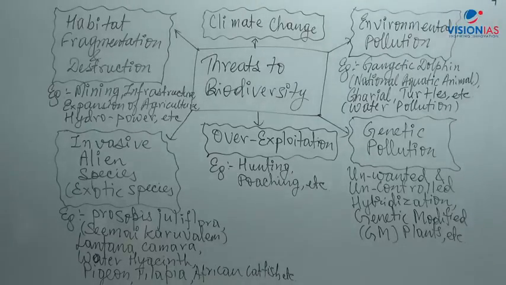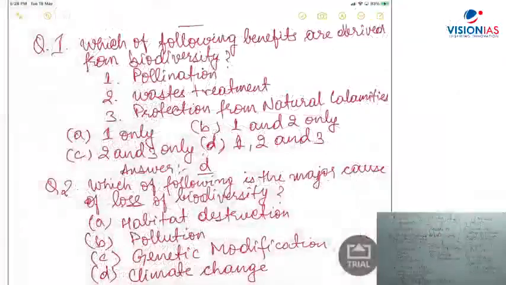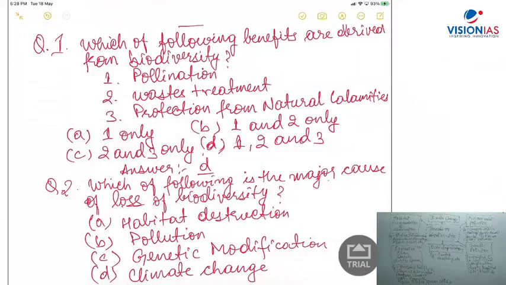Habitat loss is the major threat. I have already given you a practice of that. If you take this one, if you recollect, last time we discussed in the classroom which of the following benefits are derived from biodiversity. We have covered this in the classroom, right? So pollination, waste treatment, protection from natural calamities. If we take question number 1, all of these are correct, right?